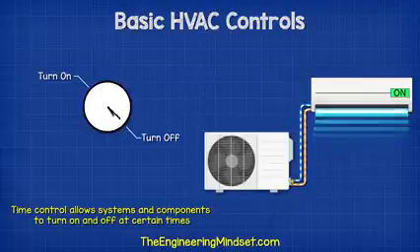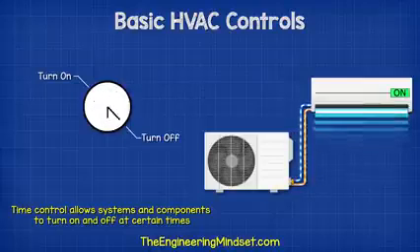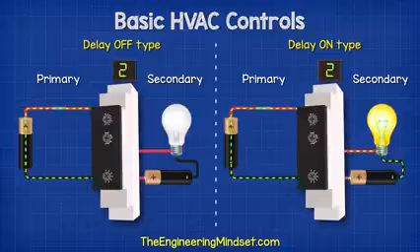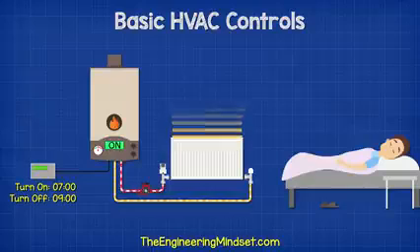Time control allows systems and components to turn on and off at certain times, as well as for certain durations of time, or we can delay something turning on or off for a certain amount of time. For example, on a cold morning, we want the heating to turn on before we wake up, so that the house is nice and warm.